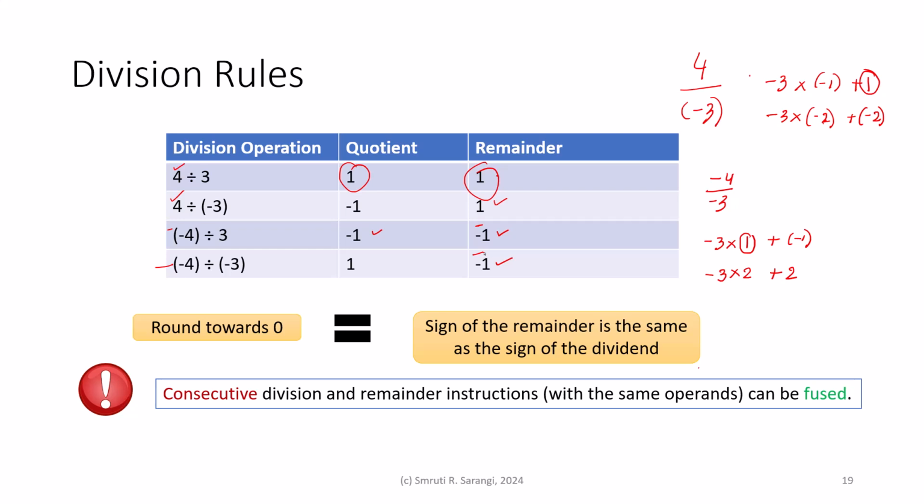Here also the same trick can be played: consecutive division and remainder instructions, where clearly the dividend and divisor are the same. So you have a div and you have a rem and you are doing the same operation. Both of them can be fused into one, and clearly the results go to different registers following the convention that we just showed.